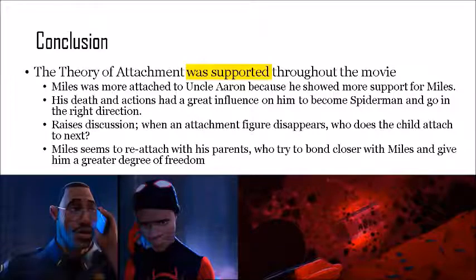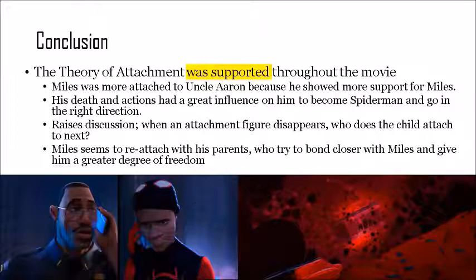This also raises the discussion of what happens when an attachment figure disappears. Who does the child attach to next? Miles seems to reattach with his parents, who end up bonding closer with Miles and giving him a little bit more freedom in what he wants to do. For example, with his dad, who is a cop, his dad offers Miles the opportunity to go ahead and paint a wall that he legally owns instead of having to throw up graffiti illegally.